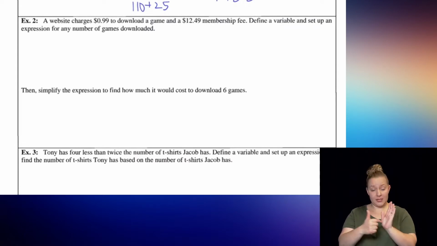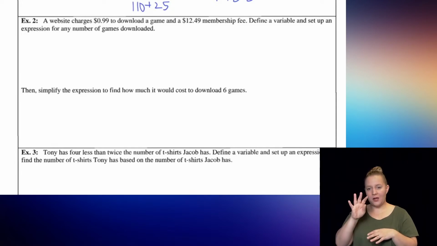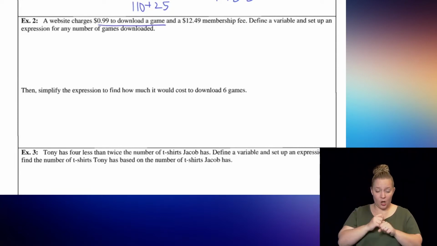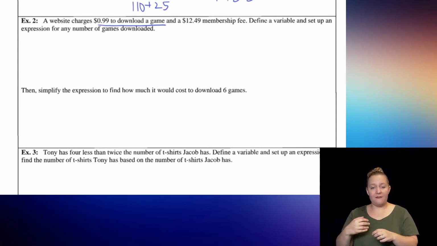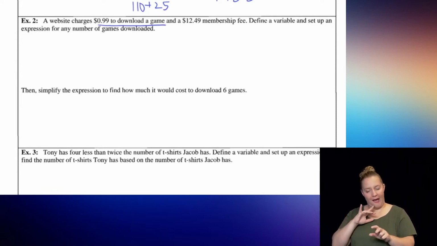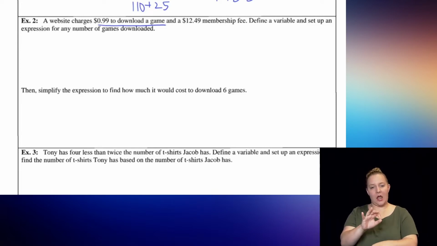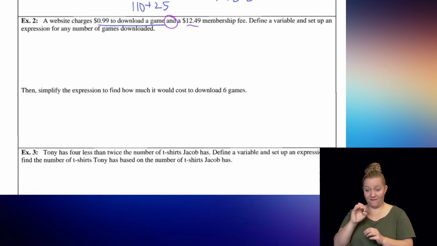Okay, example 2. A website charges 99 cents to download a game and $12.49 membership fee. Define a variable and set up an expression for any number of games downloaded. So some important info, this much to download a game. So if I'm getting 1 game, it's 99 cents. But if I'm getting 3 games, what I'm taking with the 99 cents is I'm actually multiplying it, or just, again, repeated addition. So 99 plus 99 plus 99. But to quicken us up, like let's say that we buy 12 games, we're going to take the 99 cents times our number of games, so the number 12, and a membership fee. This membership fee we're actually just paying 1 time.